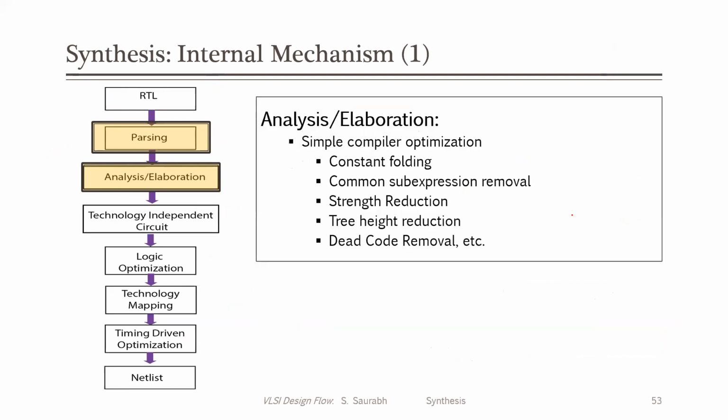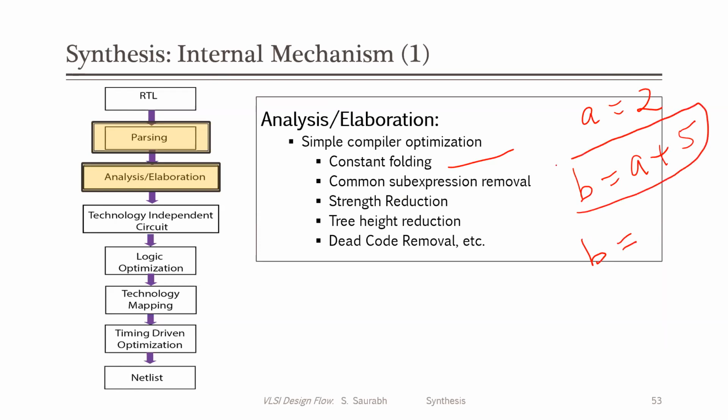Constant folding means that suppose you have written A is equal to 2, and then you have written B is equal to A plus 5, right? So it implies that B is also a constant. The tool shouldn't use an adder for this. It can simply say that B is equal to 7, right? So this is what constant folding means.